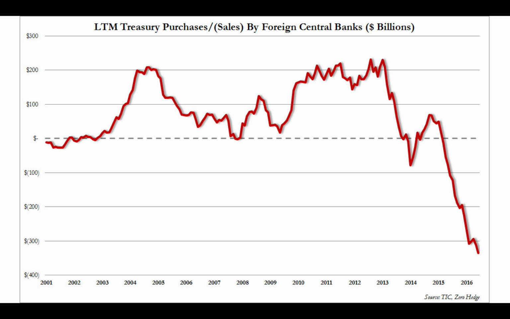Well, this is a chart that shows long-term US Treasury purchases or sales by foreign central banks. The dotted line across the center of the chart is the baseline, and you see that from the tech stock bubble through about 2014, foreign central banks were basically accumulating US Treasuries and US dollar-based assets. However, since 2014, they have been getting rid of US dollar-based assets and US government bonds significantly.